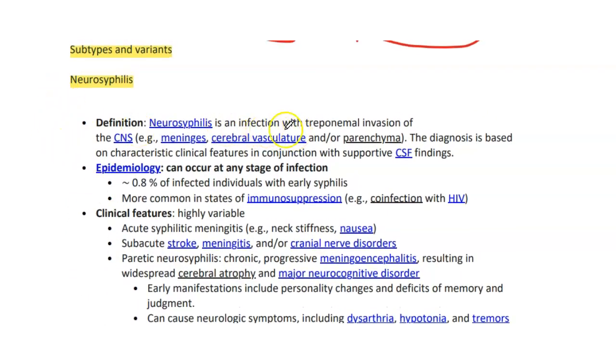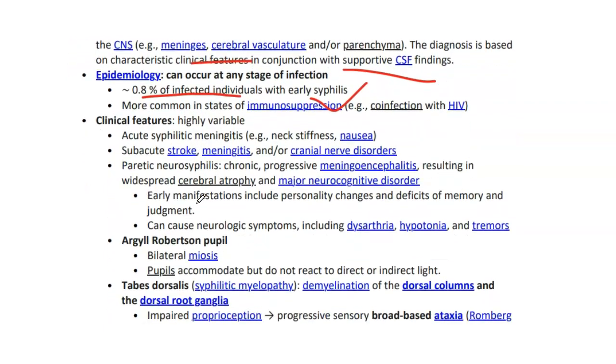Neurosyphilis is infection with treponema invading the CNS, meninges, cerebral vasculature, and parenchyma. Diagnosis is based on characteristic clinical features in conjunction with CSF findings. It occurs usually in 8% of the infected individuals and is more common in immunosuppression. Clinical features are highly variable.